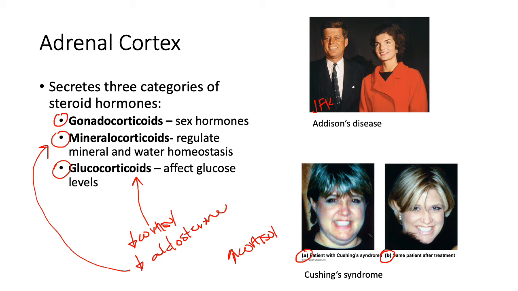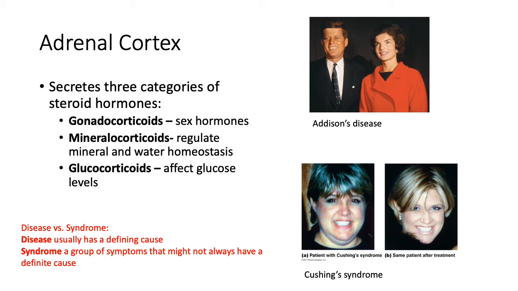But those are just two examples where too little or too much can be potentially deleterious. I also just wanted to bring up, because as we're looking at syndromes and diseases, you might be wondering, what is the difference between a disease versus a syndrome? Typically, a disease usually has a defining cause. It can pretty quickly be said, hey, you have this thing because of this that's going wrong in your body. Syndromes, on the other hand, are where you have a group of symptoms where the cause might not always be definite. So with Cushing syndrome, maybe you have a lot of these different symptoms, but there could be multiple reasons for why those symptoms exist.